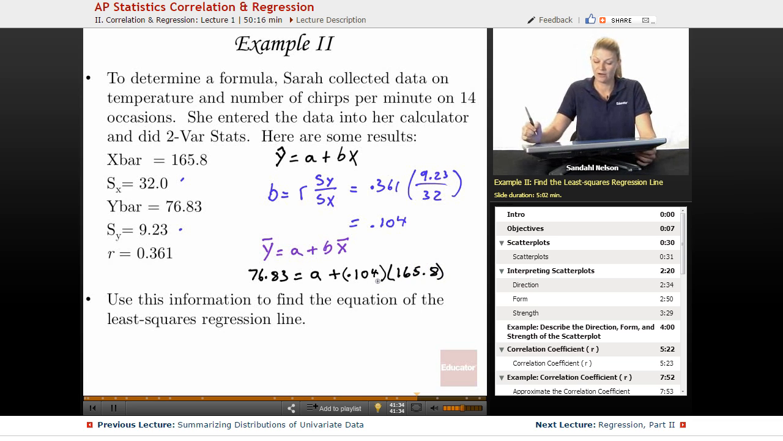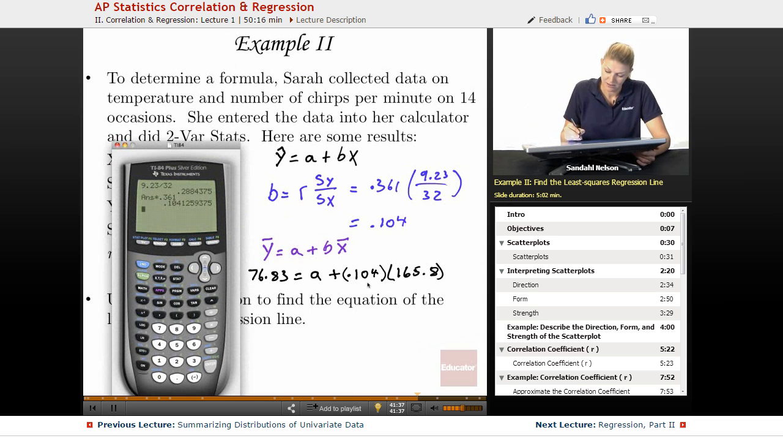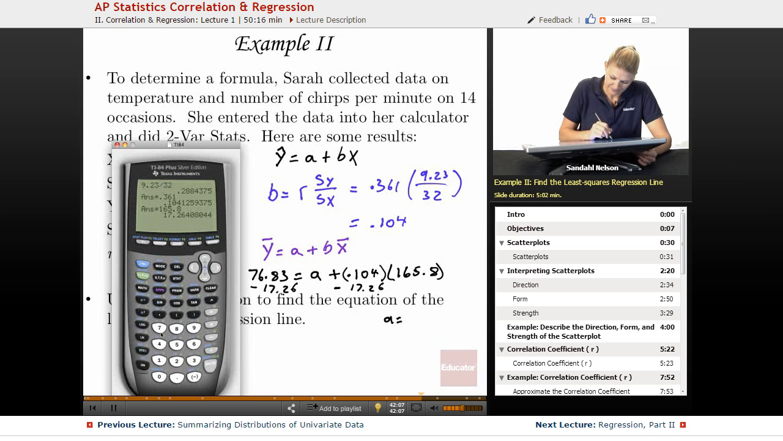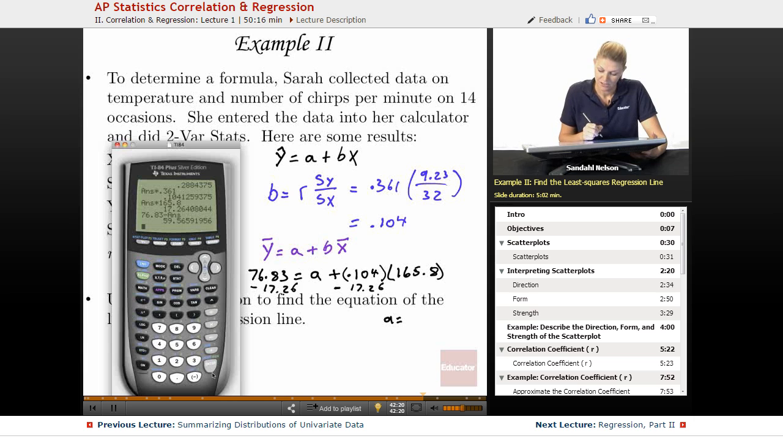And then all we have to do is solve for a. So we'll say 0.104, which we have here, times 165.8. Okay, so we have 76.83 equals a plus 17.26. So we'll subtract 17.26 from both sides, which means that a equals 76.83 minus 17.26. You can always do second answer, and it'll bring your answer in. That way you don't have to worry about how many decimal places to put in and get your estimate off. So we have 59.57.